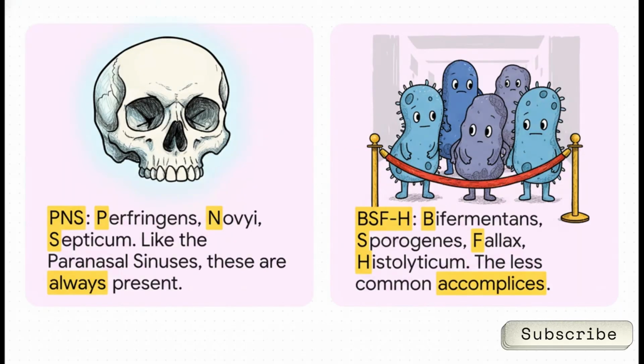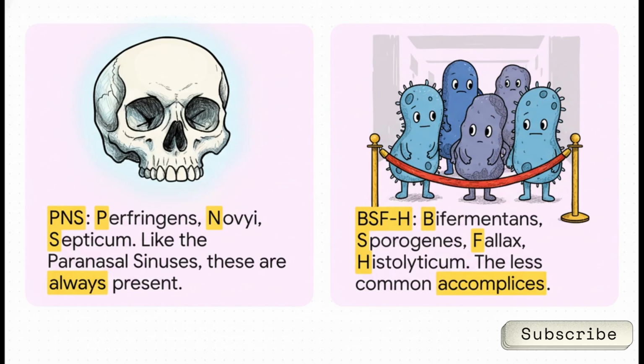Ah yes, mnemonics. These are gonna be your best friends in the exam hall. For the established agents, just remember P and S. P for perfringens, N for novyi, and S for septicum. A simple way to remember it? Think of your paranasal sinuses, or PNS. They're always there, right? Well, these three bacteria are pretty much always there in gas gangrene.